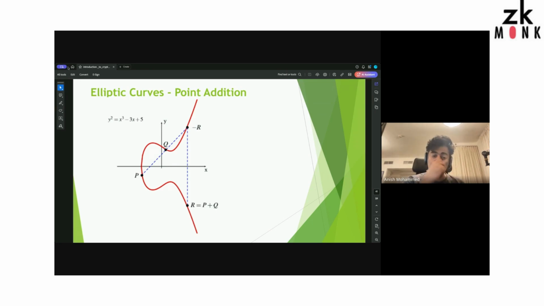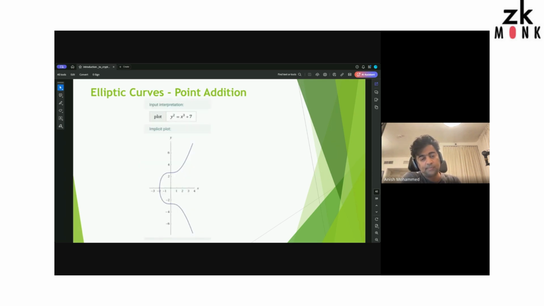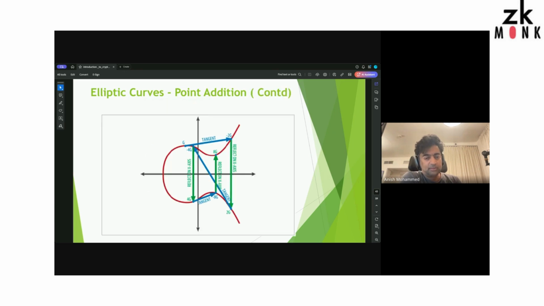So you have P and Q on a curve, you draw a line connecting P and Q, the line meets the curve at a point minus R, and when you reflect that on the x-axis, you get R, which is the sum of P and Q. Okay, so this is how you geometrically add 2 points on a curve. Can I have the next slide, please? Okay, it doesn't matter. Can I have the next slide as well?